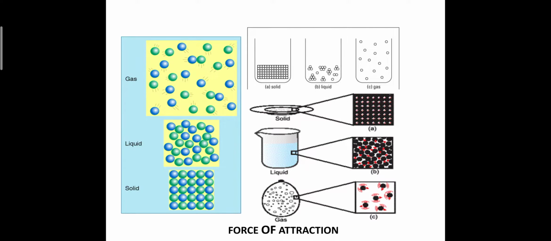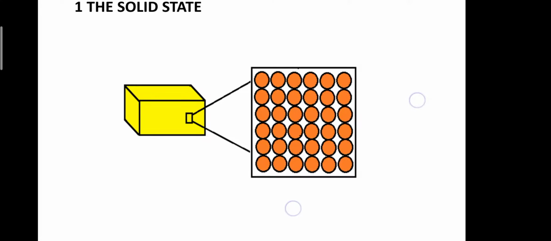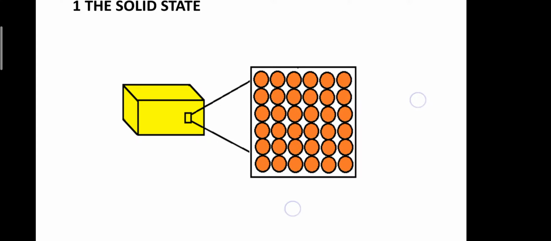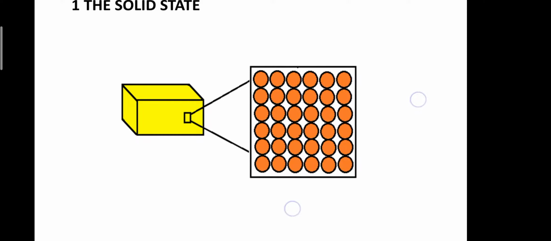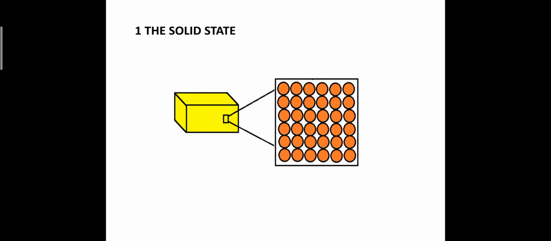Coming to the very first state, that is the solid state. Here you can see I have taken the example of a rectangular box from which a small portion is taken and observed in a high magnification power microscope. You can see all those orange circles are molecules or particles of matter which are arranged in a compact pattern and in a definite shape. After looking at this diagram, we can conclude a few things in our mind.